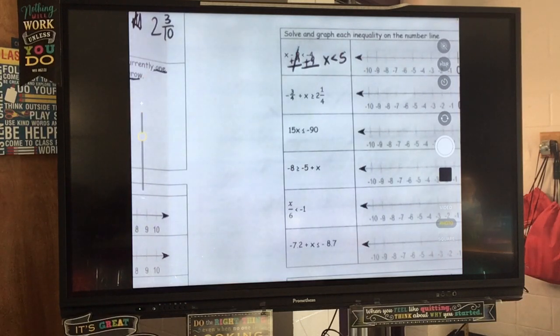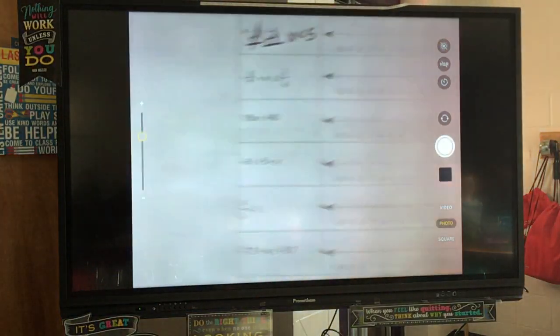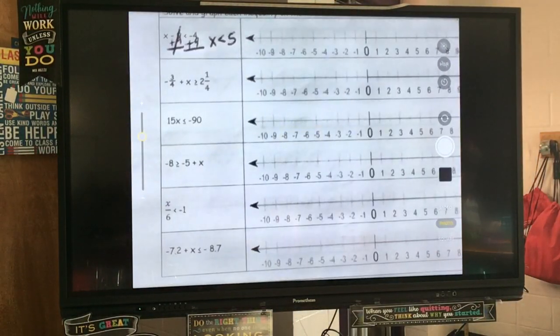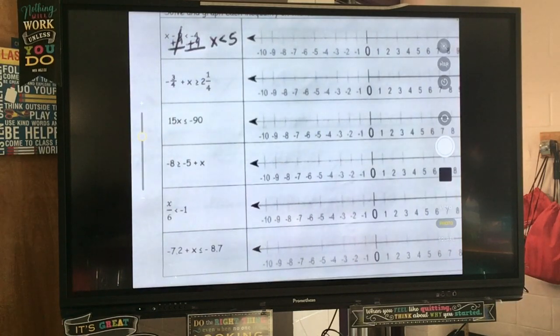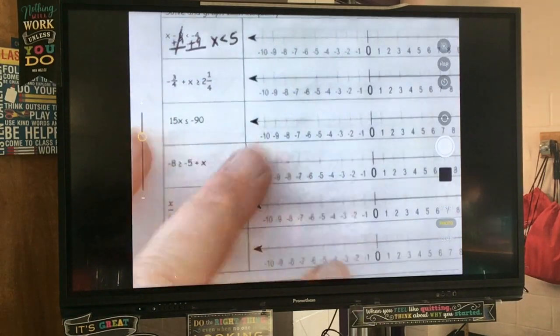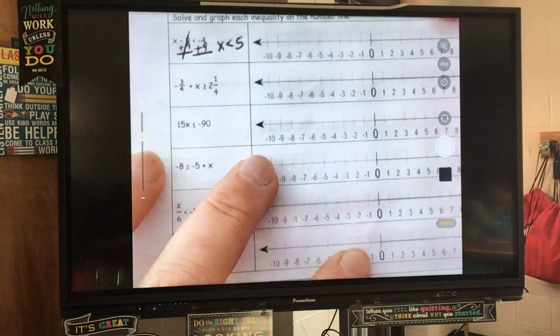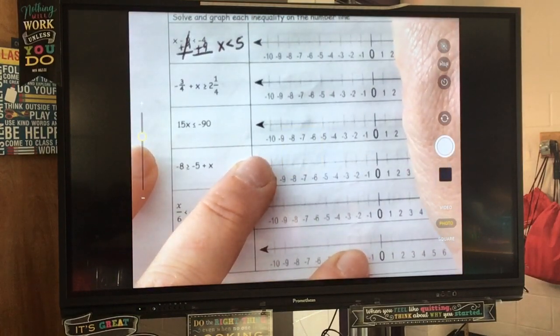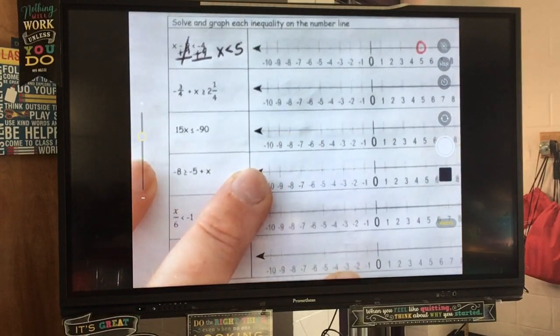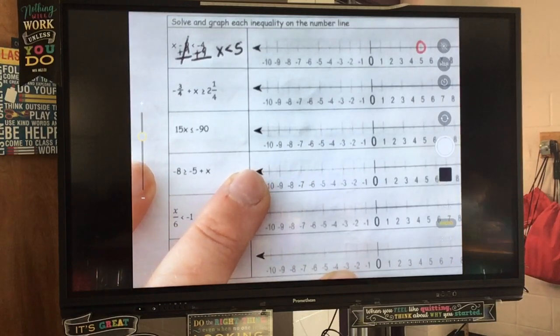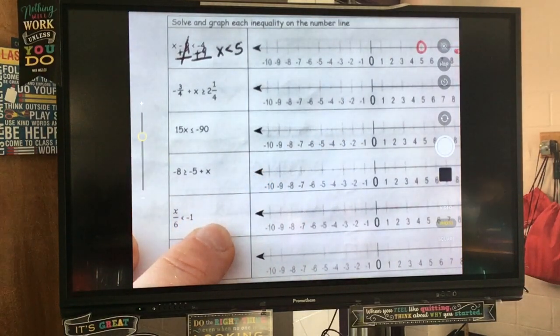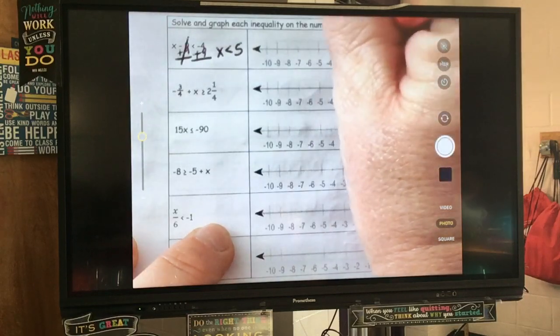Somebody help me with graphing for this one. What is our inequality going to look like on our graph? Alright, Sophia. Why is it an open circle?